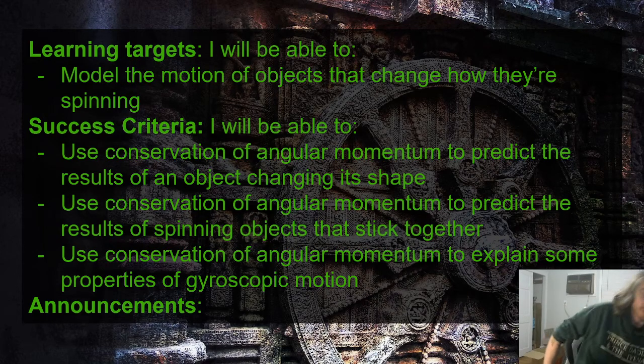Ideally, at the end of the day, you should be able to model how objects change motion when they're spinning, in particular when they're interacting with other objects and when they're changing their shape. So using conservation of angular momentum to predict the results of an object changing its shape, first place to start. Using conservation of angular momentum to predict the results of spinning objects that are hitting each other and sticking, and then also using conservation of angular momentum to explain some aspects of gyroscopic motion.